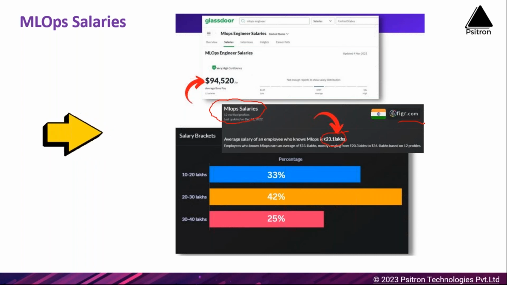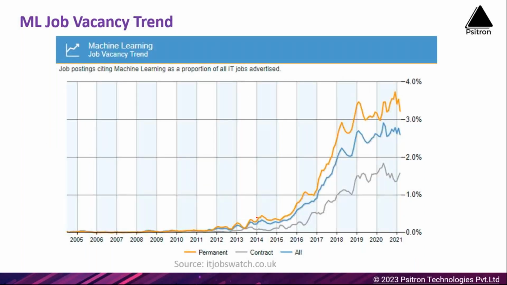An average salary for someone who has MLOps skills on their resume in India starts from 23.1 lakhs. This is for 2 to 3 years of experience. And once your range of experience goes up, you'll be getting into different slabs. You might get 33% of people in 10 to 20, 42% at 20 to 30, and 25% at 30 to 40, right? That depends. And obviously there's no doubt about it, because ML job vacancy trends are still picking up.